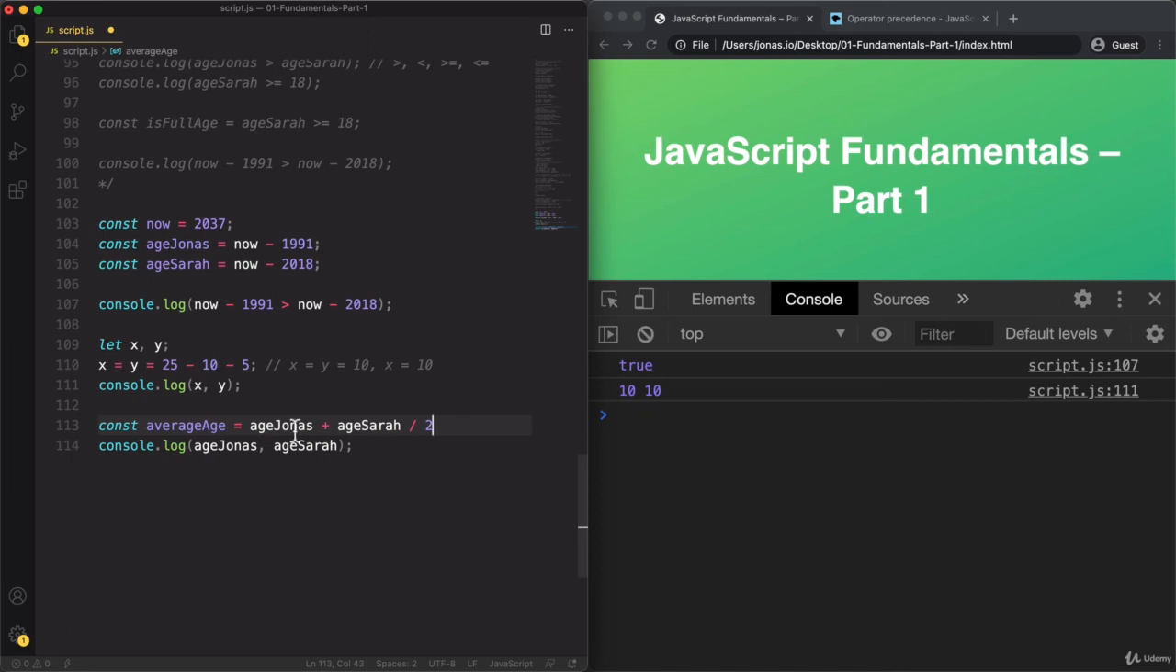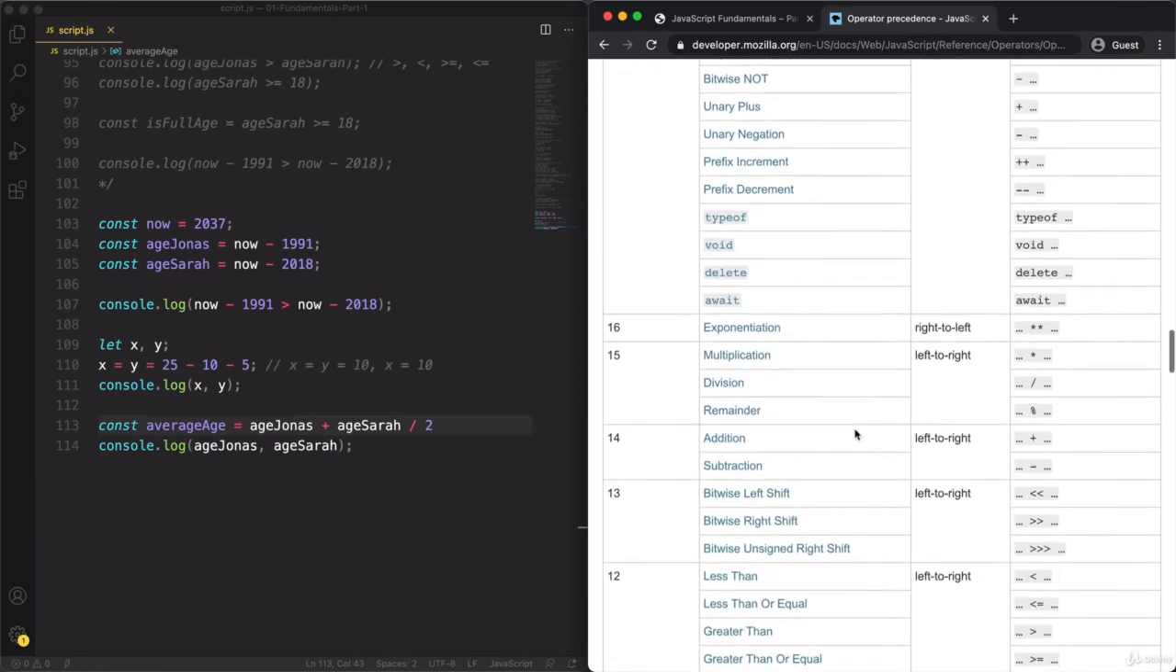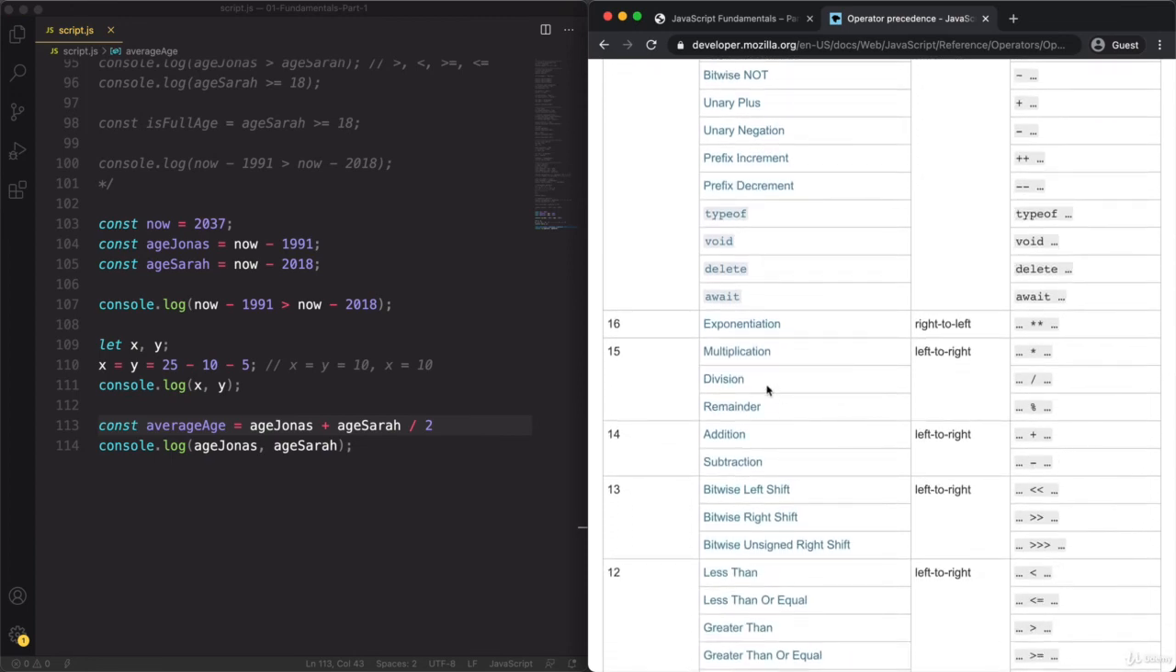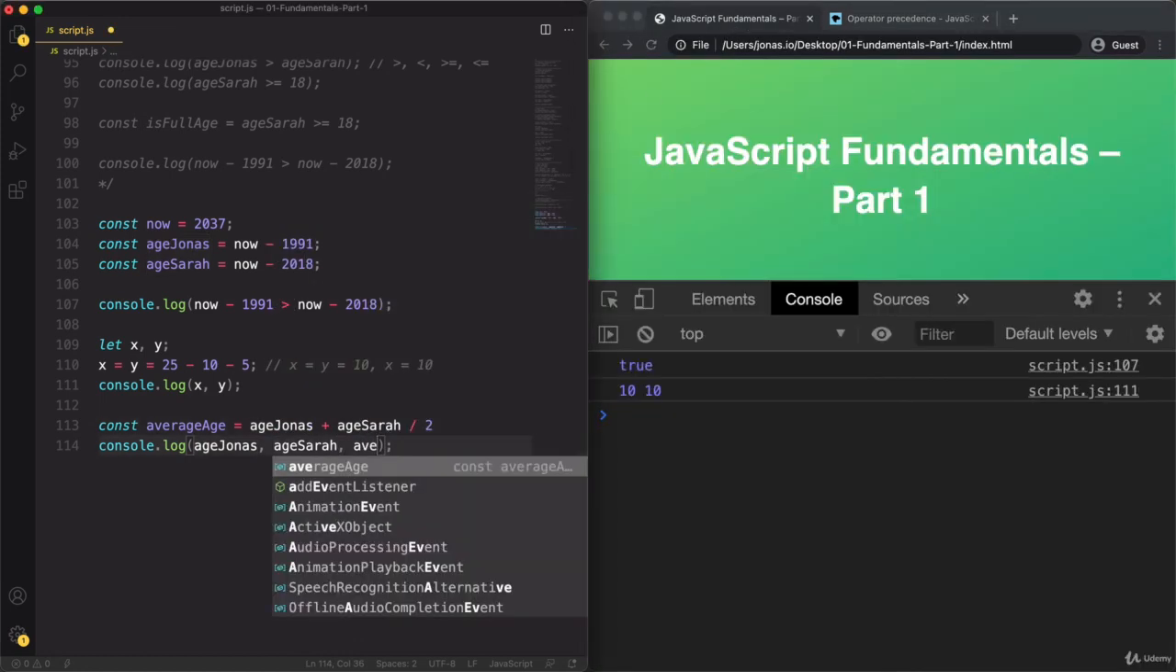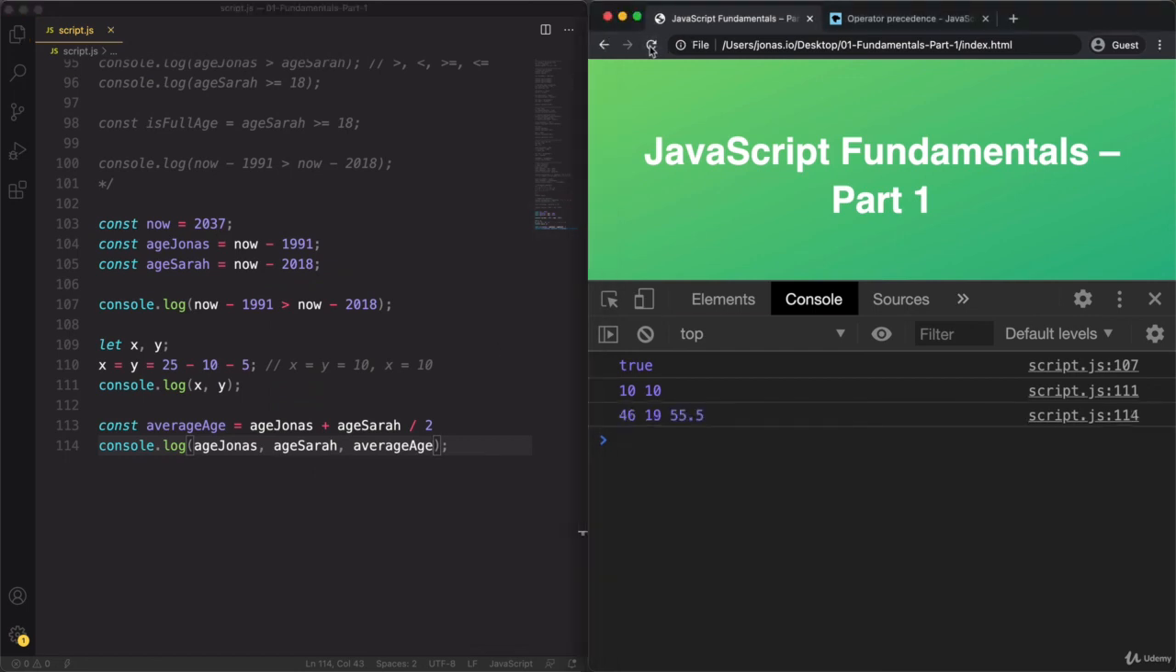But now what is going to happen? Well, according to our precedence table, we have the division here happening before the addition. So this is 15 and this is a 14. And so what happens first is age Sarah is going to be divided by 2, and then the age of Jonas is going to be added. So let's actually log that result here as well. And so here the average age is now 55.5, which really doesn't make any sense, because how can the average be larger than one of the two ages, right?